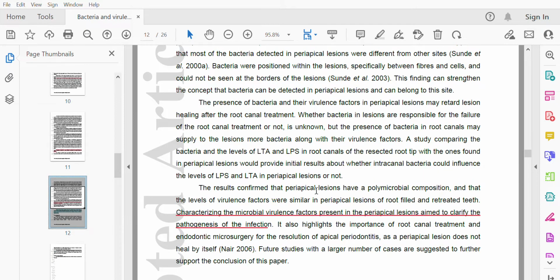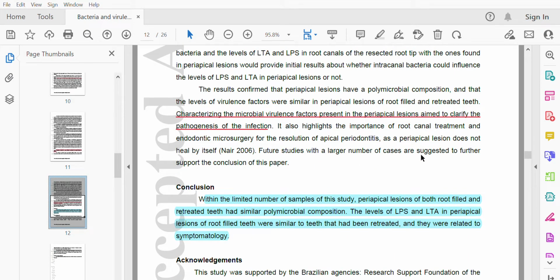So in conclusion, with the limited sample of the study, periapical lesions of both root-filled teeth, which is root canal done once or twice, had similar polymicrobial composition, and the levels of LPS and LTA in the periapical lesions of root-filled teeth were similar to teeth that had been retreated, and they were related to symptomatology.